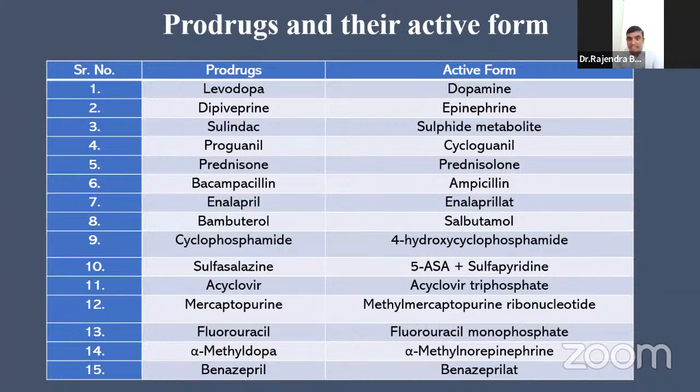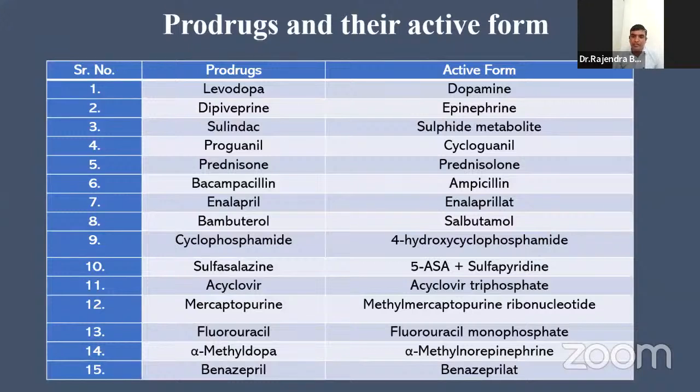Next is acyclovir triphosphate. Next is acyclovir, ganciclovir, famciclovir. These are antiviral drugs, purine analogues chemically. Acyclovir is used in the treatment of ophthalmic viral infection. They are used in the treatment of HSV1, herpes simplex virus 1, and HSV2, herpes simplex virus 2. They are used in that condition.